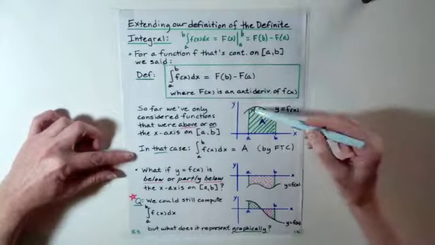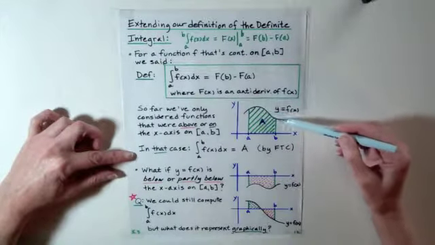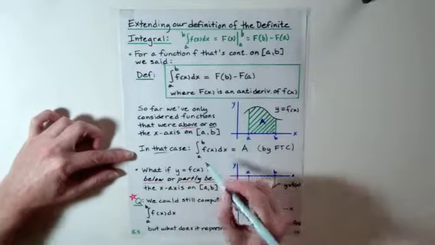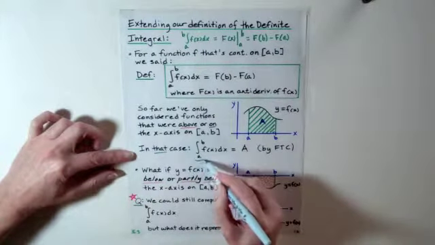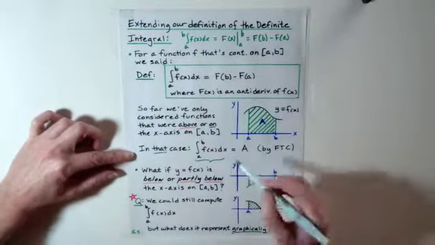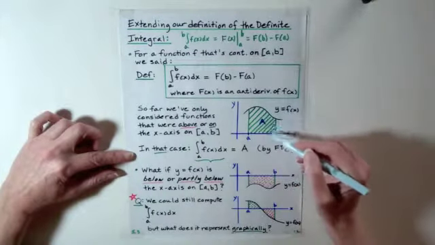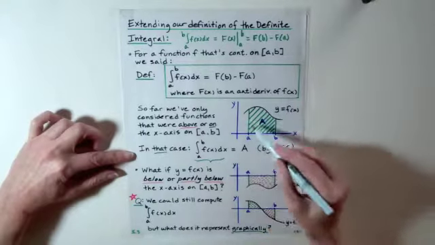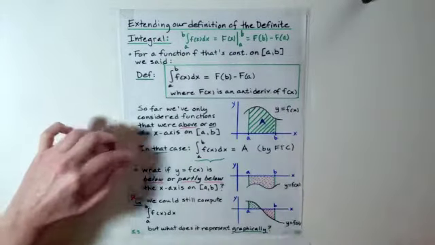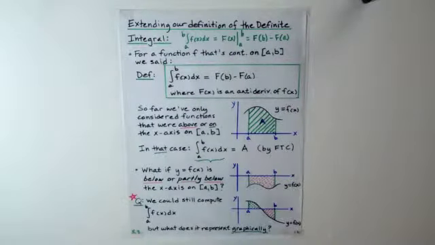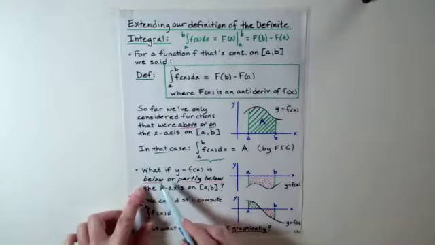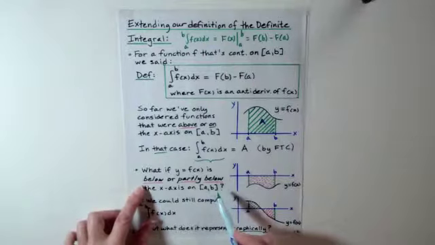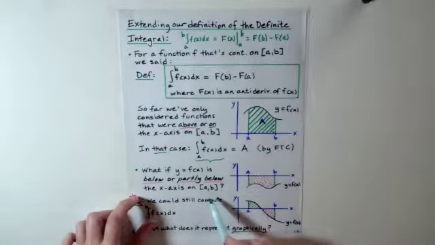Well, we said in the case that the curve is above the x-axis, or at worst on the x-axis, this definite integral represents the area underneath the curve from a up to b. It represents this green area. But what we want to ask now, what we want to investigate, is what would happen if my function little f is below or partly below the x-axis on this interval from a to b.